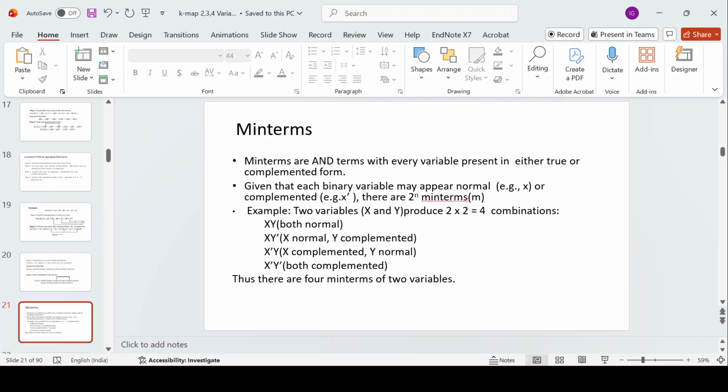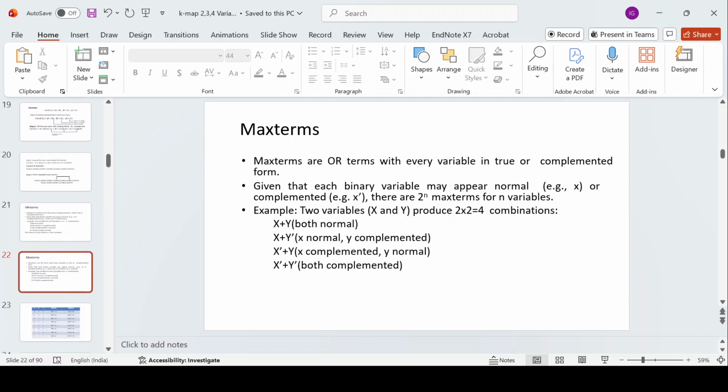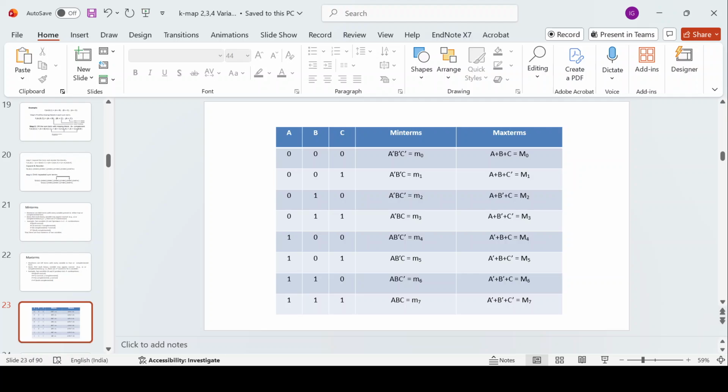So next one is the min terms. We already know that AND terms are called the min terms. A max term is called an OR term, like x plus y. So x plus y or x plus y dash is the best example of max terms. So again, we can represent the min terms and max terms.